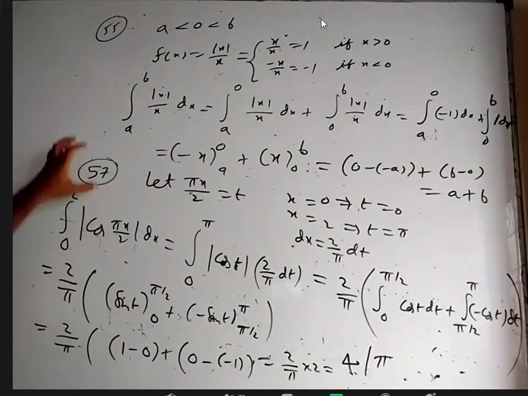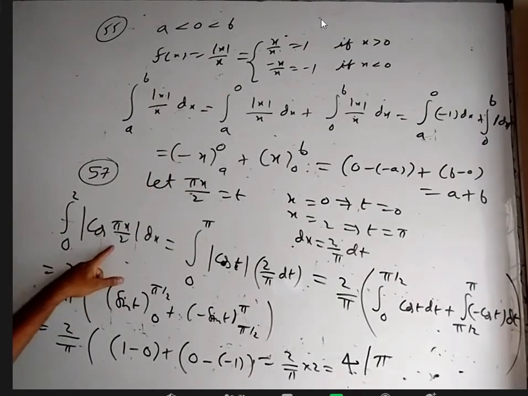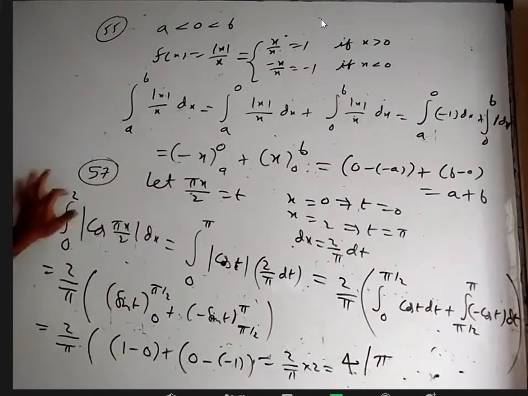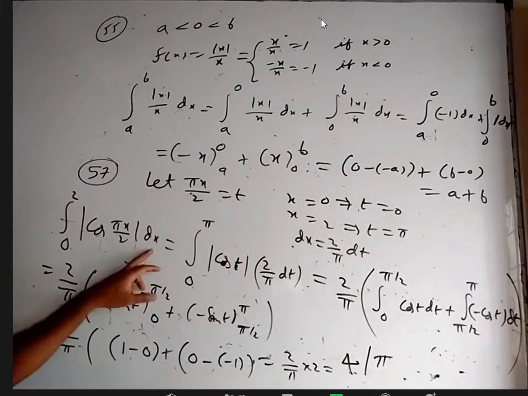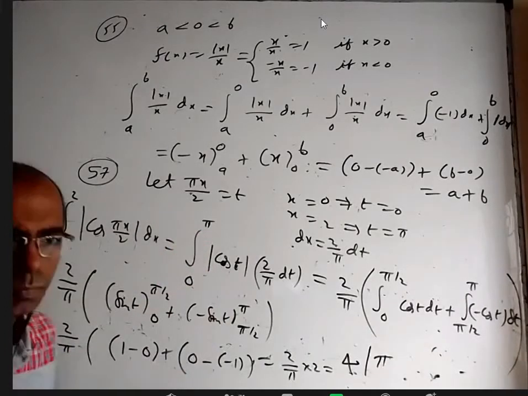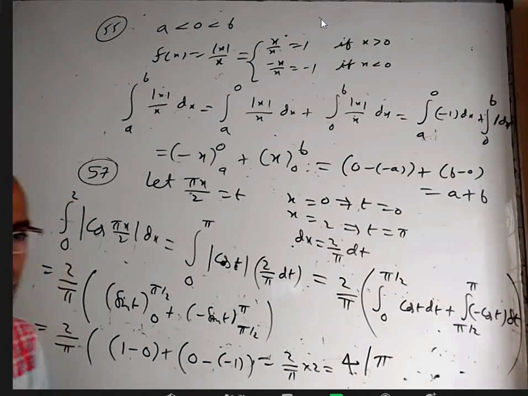Okay, so in 57, I took pi x by 2 as t because here pi x by 2 is there. Now I have to change the limits accordingly. When x is 0, corresponding t is 0. When x is 2, corresponding t is pi. Okay, now I got this. Between 0 to pi, is cos t always positive? No. Between 0 to 90, it is positive, and 90 to 180, it is negative.